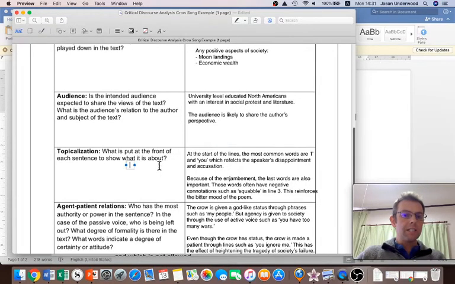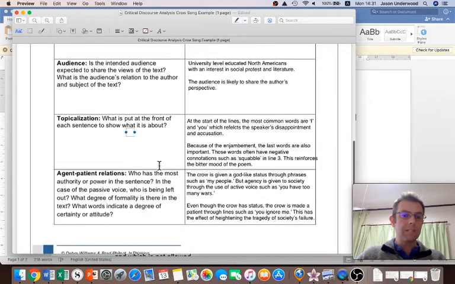So topicalization, what's put at the front of the sentence to show what it's about. And so at the start of the lines, the most common words are I and you. So I referring to the speaker of the poem, which is the crow, and you, which is human societies. And this really reflects the speaker's disappointment and accusations that are being made.